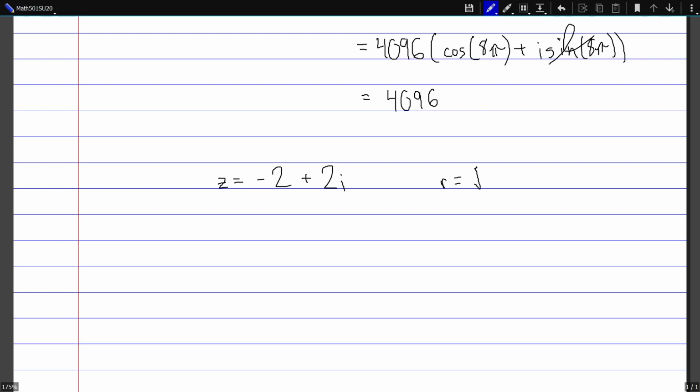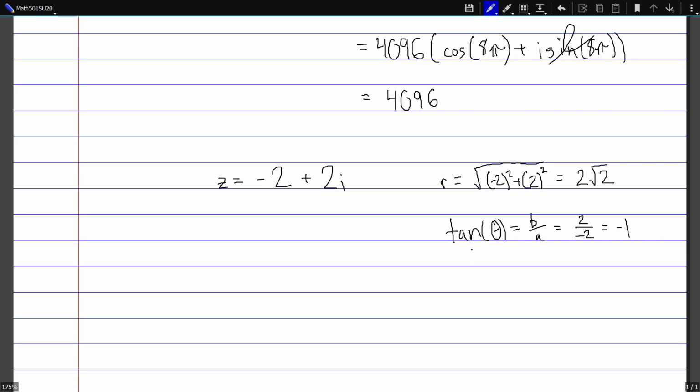We've done this before. We're going to find r by taking the sum of the squares of the coefficients. So -2 squared plus 2 squared. This will give us 8, or 2 square root of 2 for our modulus. For our angle theta, you've seen this before. We're going to say tangent of theta is equal to b over a, which in our case is 2 over -2, or -1.